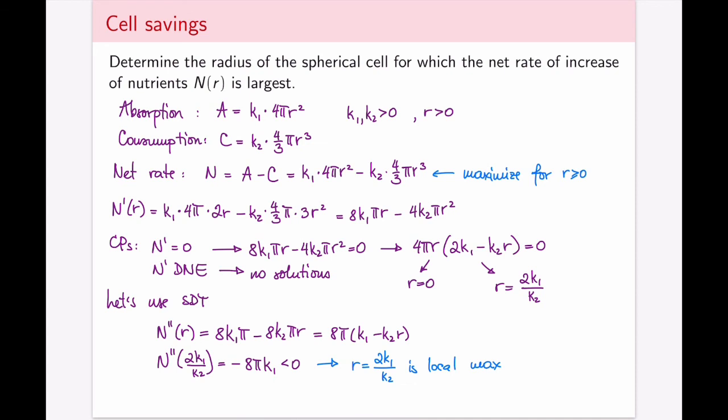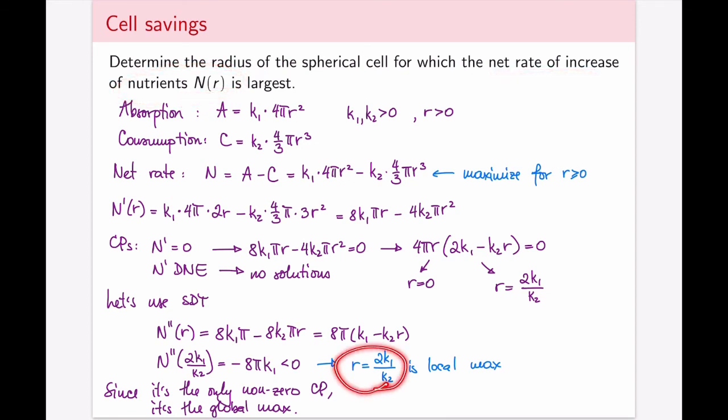Now, the other thing that we have to notice, this isn't yet a global maximum. We have to justify the fact that it is, but it's the only critical point really in our domain of interest. So that means I can say, since it's the only non-zero critical point, it also means it's a global maximum and the only one, so it's the global max. Okay? That means that the thing that we're trying to maximize, the net rate of increase of nutrients, is greatest for the cells of this radius.